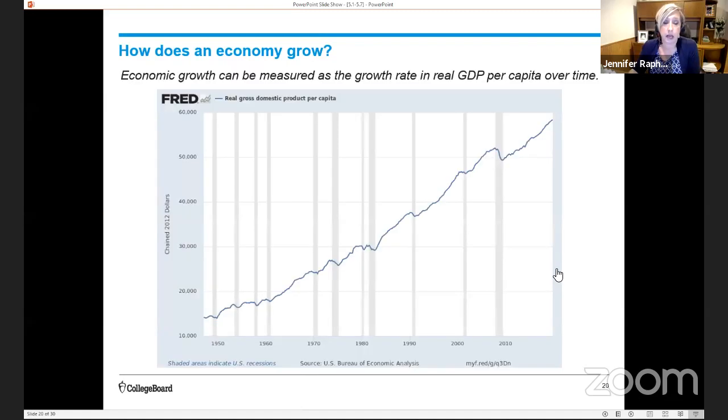So we know that economic growth is measured as the growth rate in real GDP per capita over time. And here is a nice graph from FRED showing the increases in real GDP per capita over time in the United States from a little before 1950 to about 2019. And you can see this general upward trend. Sometimes the growth rate is increasing, sometimes it's falling, sometimes it's negative, but we generally see this increase over time.